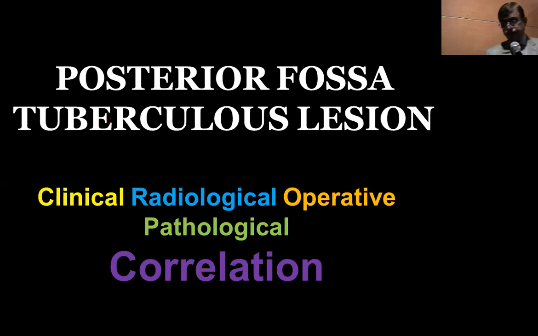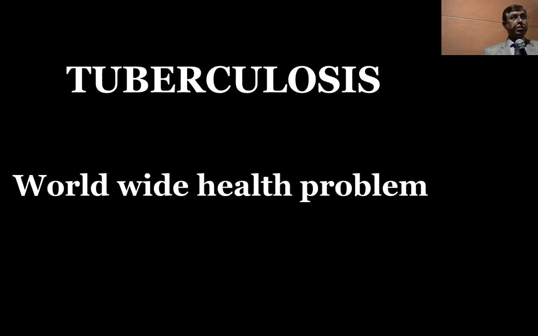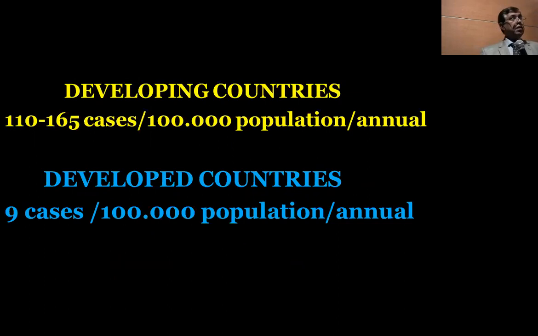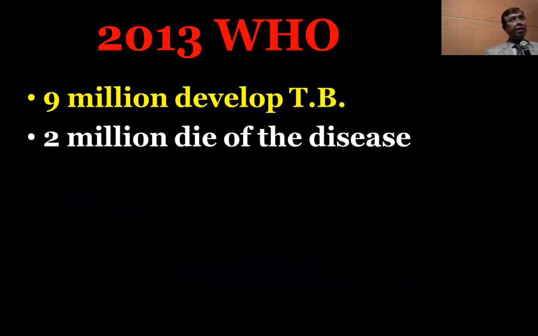Before we start, we have to know something about tuberculosis, which is a worldwide health problem. In developing countries, there are 110 to 165 cases per 100,000 population per year, while in developed countries, it's much less. The 2013 WHO report says that 9 million people developed TB and 2 million died of that disease.